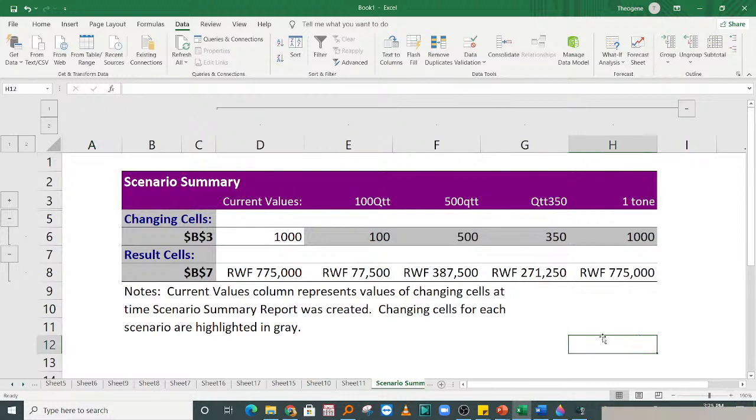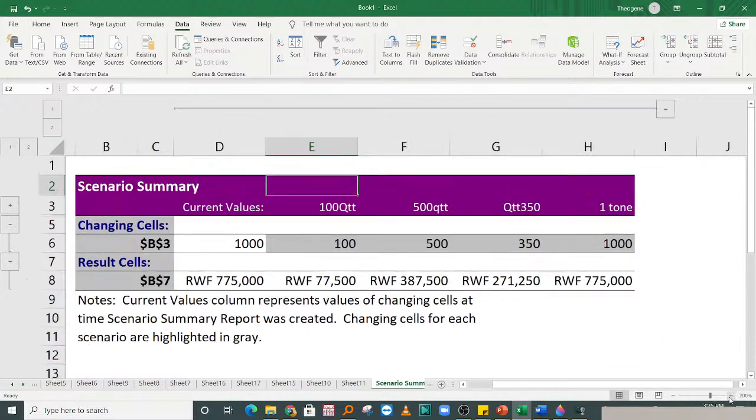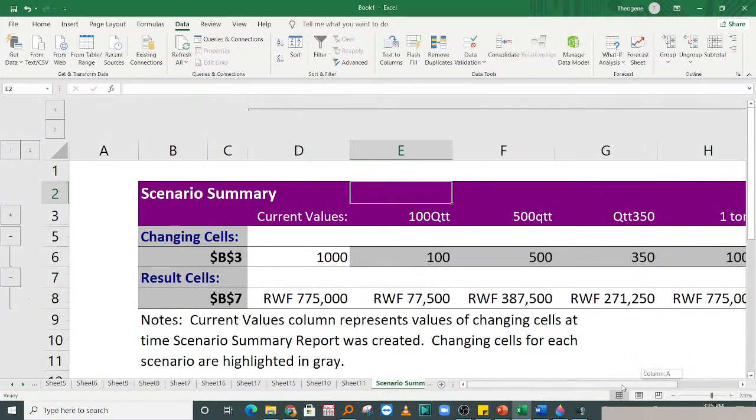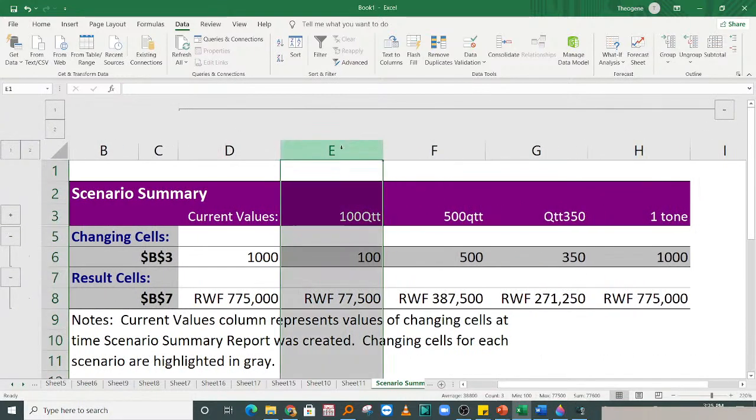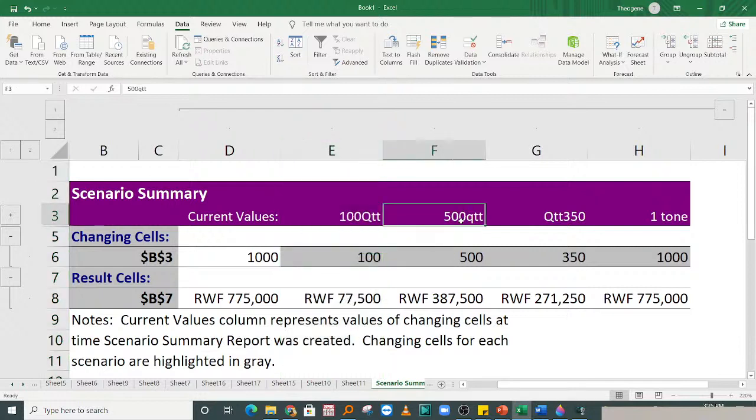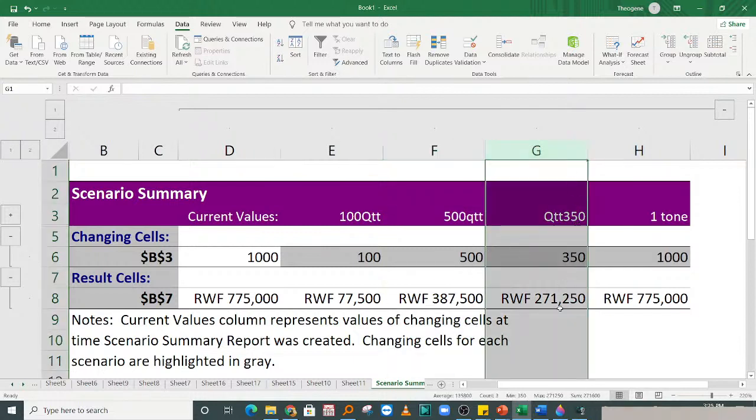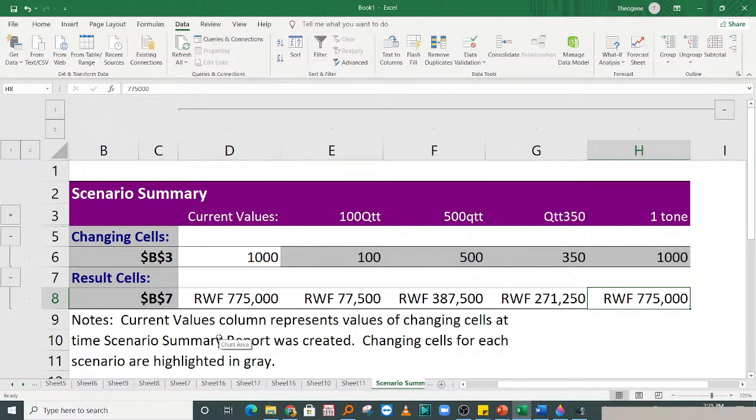Scenario summary. So they say, okay, for 100, let me zoom it out again. For 100 quantity, the profit is this. For 500 quantity, the profit is this. For 350, the profit is this. For 1 ton or 800 or 1000 kilograms, the profit would be this. So the current varies from the present values of changing cells at time scenario summary report was created.